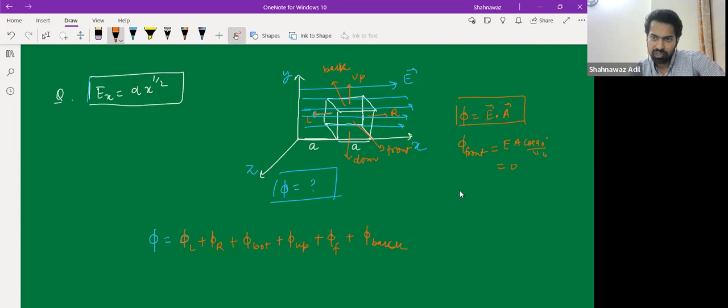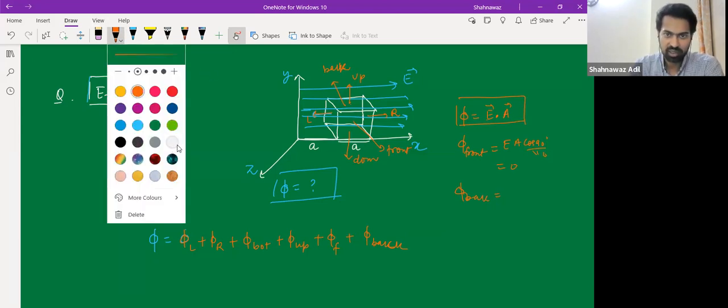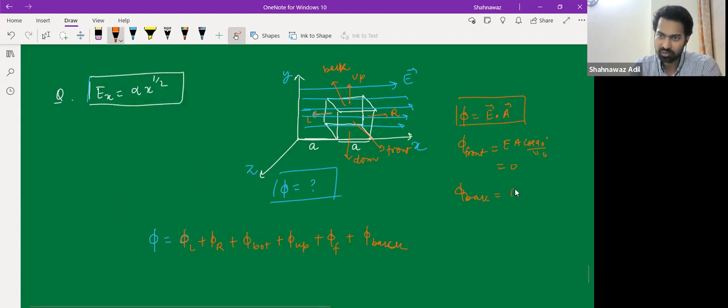Similar case for the back. So this is front, this is back. For the back case, the area vector is this, electric field is this. Understood? So again, what is the angle? 90 degrees. So again, this would be 0.